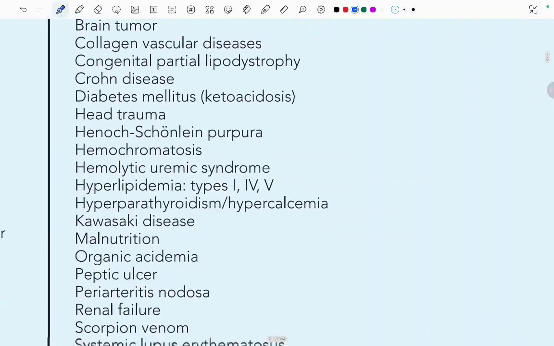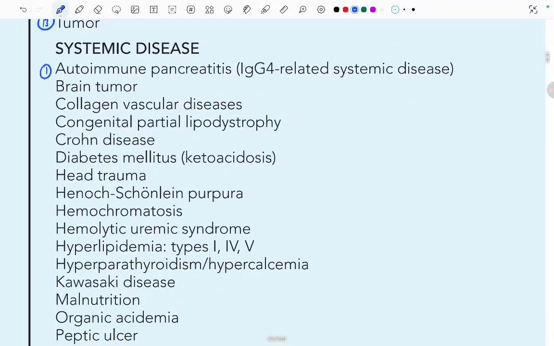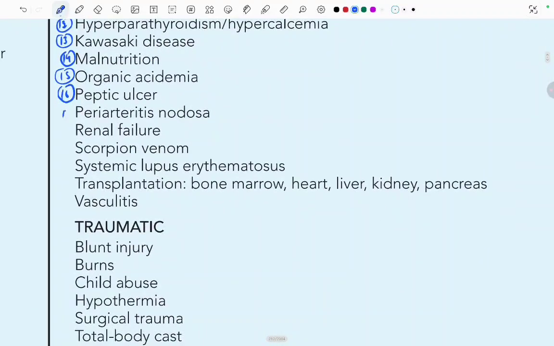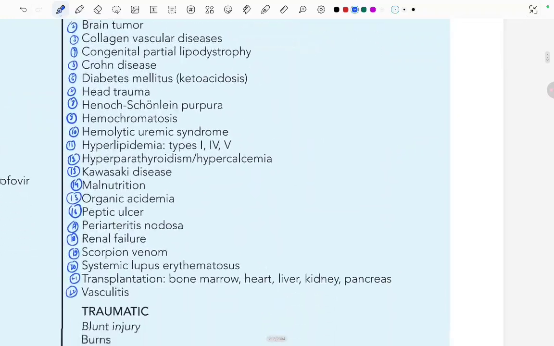Now coming to the systemic diseases which can cause acute pancreatitis. Autoimmune pancreatitis, brain tumor, collagen vascular diseases, congenital partial lipodystrophy, Crohn's disease, diabetes mellitus and ketoacidosis, head trauma, Henoch-Schönlein purpura, hemochromatosis, hemolytic uremic syndrome, hyperlipidemias, hyperparathyroidism or hypercalcemia, Kawasaki disease, malnutrition, organic acidemia, peptic ulcer, periarteritis nodosa, renal failure, scorpion venom, systemic lupus erythematosus, transplantation of bone marrow, heart, liver, kidney, pancreas, and vasculitis. These were all the systemic diseases causing acute pancreatitis.